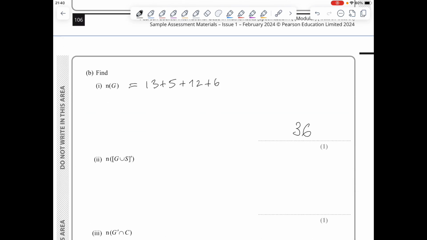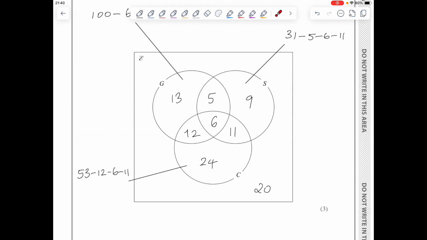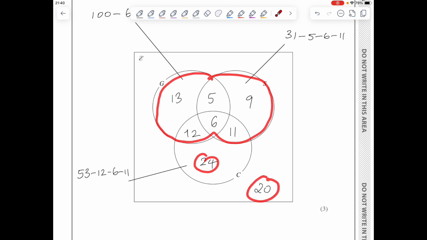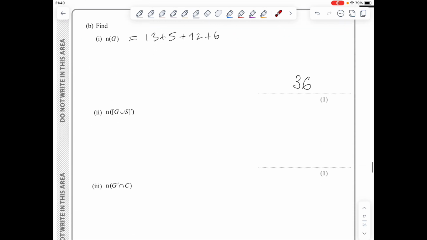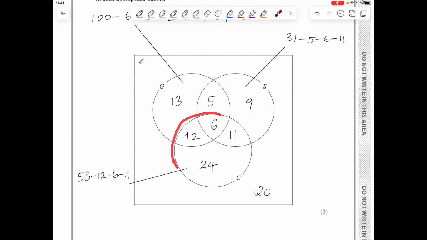For II, I want the number of farmers in G union S dash. G union S is this region here. So G union S dash is made up of those 2 numbers. Then for II, number of farmers in G dash intersection C. So that's the C without the G. The whole of C is this circle here. The C without the G is this region here. So it's 24 plus 11.